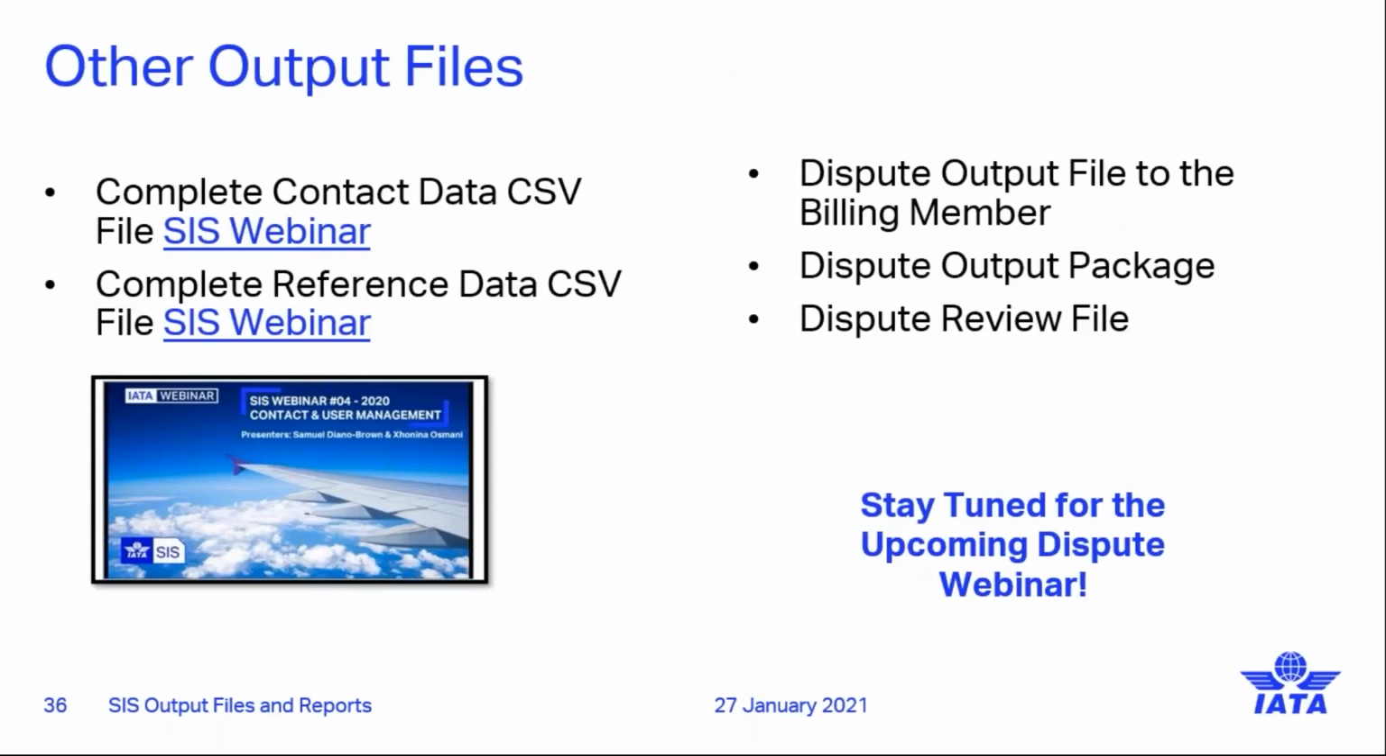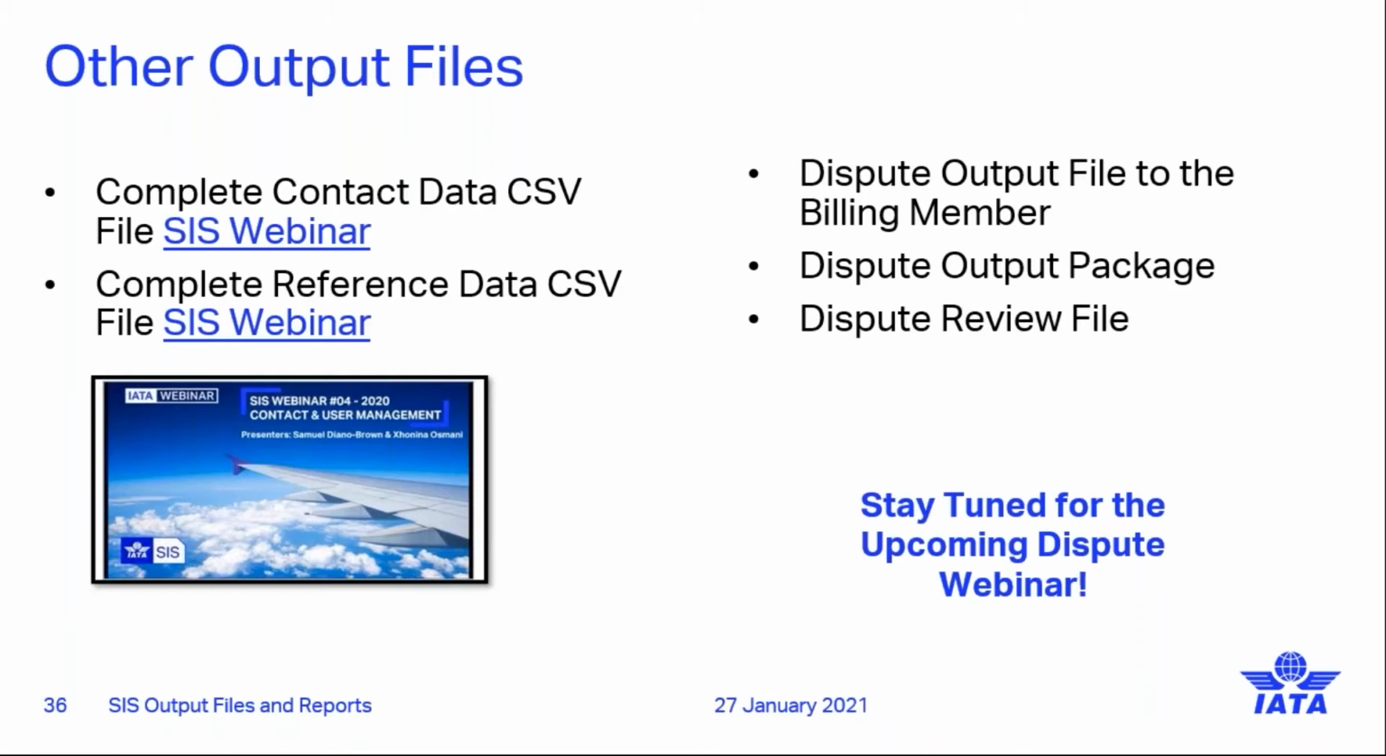Now that we have covered the validation report files that you receive in SIS, as we showed before in the first slide, the list of the output files, you will see that there are other output files that we didn't go into detail. These are the complete contact data CSV file and the complete reference data CSV file, which were presented in the SIS webinar number 4, Contact and User Management. I invite you to check it and to see these files in detail.